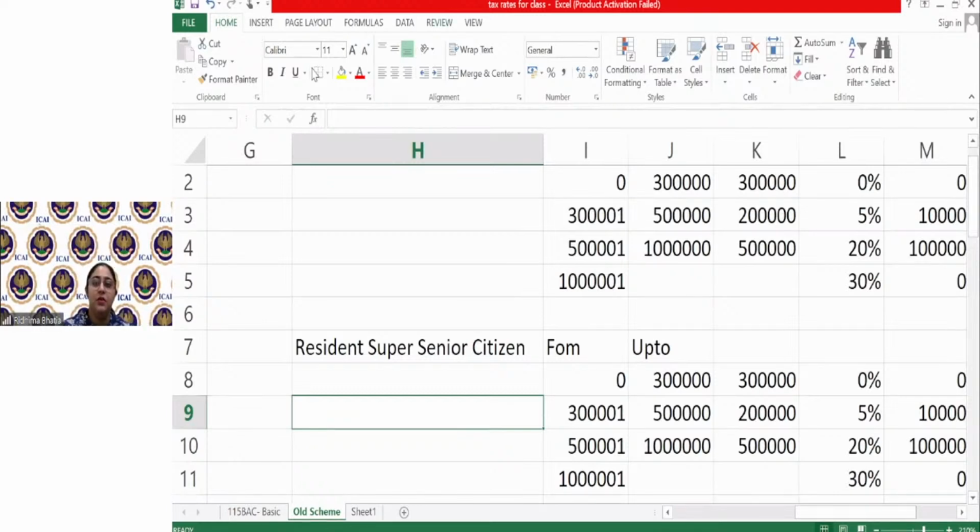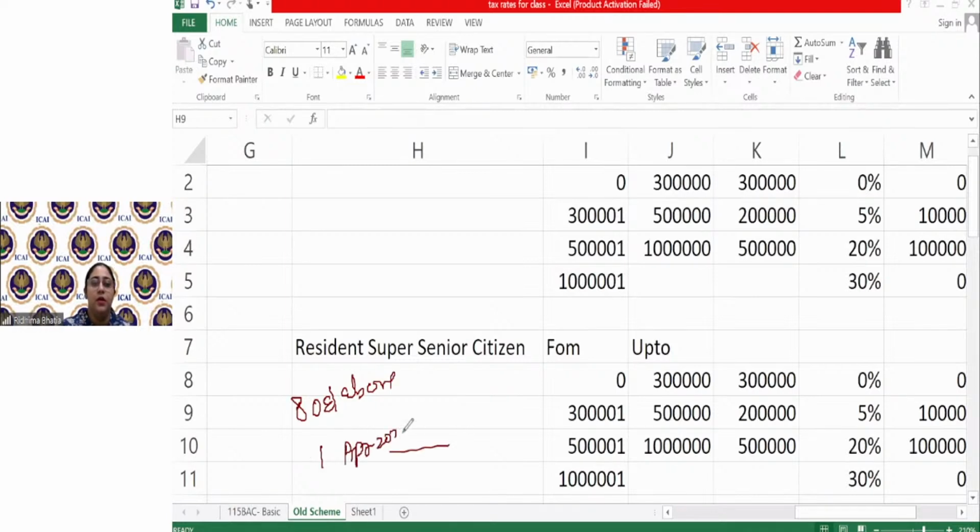Here also the same thing happens: if he's turning 80 from 1st April 23 to 31st March 24, on any date he's turning 80, the person would be considered to be an 80-year-old and he would be considered to be a super senior citizen for the entire previous year 23-24. And similarly, if he's turning 80 on 1st April 24, he would be considered as 80 for the previous year 23-24. Okay. Now, what is the benefit here?